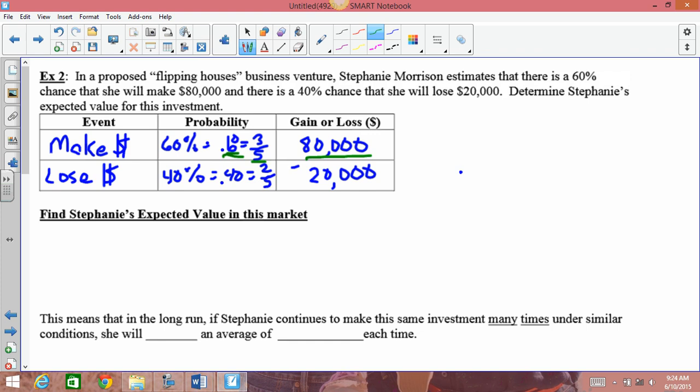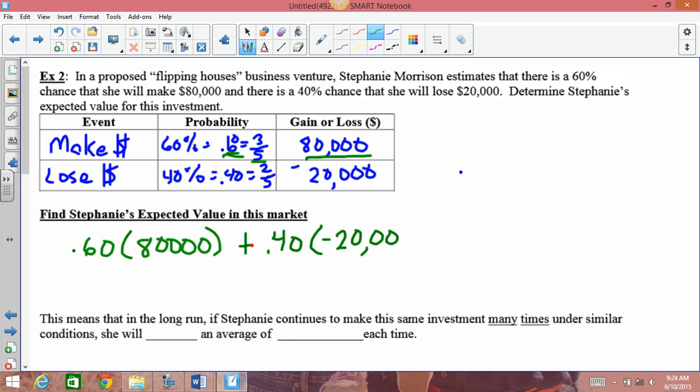So you can use 3/5 or you can use 0.60 in this case. I'm going to use the 0.60. So 0.60 times its gain, 80,000. The formula then said add that to the next event. The next event is losing money. That's a 40% chance, so 0.40 times negative 20,000, its associated gain or loss. This is my expectation, using my formula. If I had another event, I'd just add more on to it. You should be able to put that in your calculator all at one time and get your final answer.